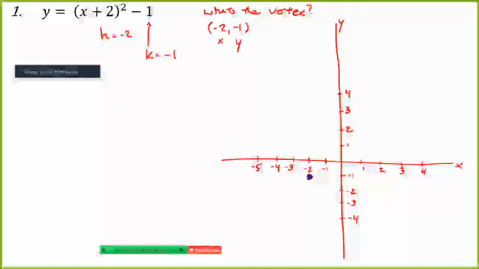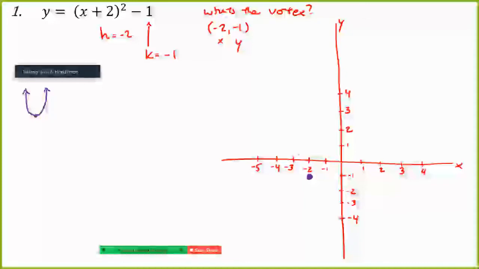Now, just a reminder, the vertex, look at the left side of my screen with me. For any of these parabolas, the vertex is the point where it's like the bottom of the bowl, or maybe if it's upside down, it's the top. And it's the point where it changes direction. So it kind of turns and goes back the way it came. So that's what's happening at -2, -1.